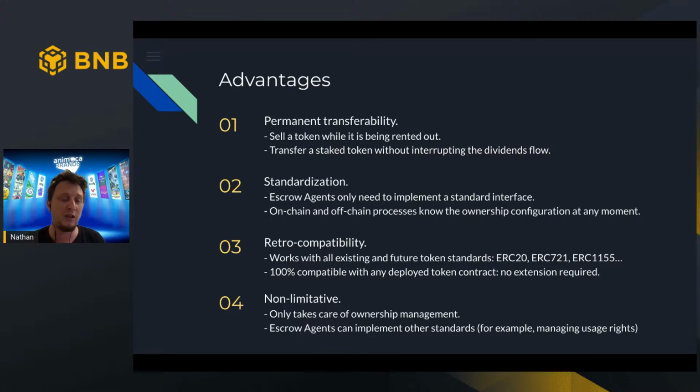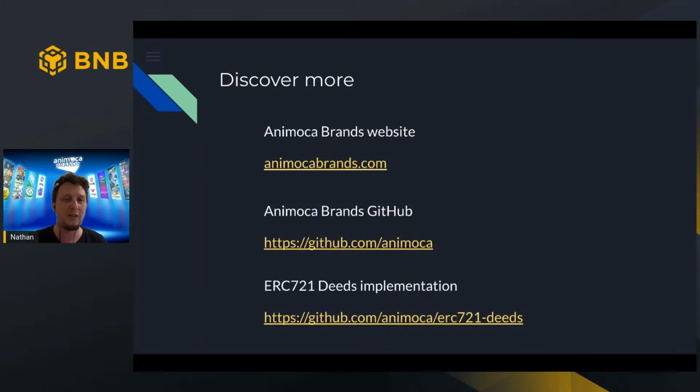So say in the case of a rental or a lending contract, where you want to take care of the usage rights, you can still do it. You could have the escrow agents implement another standard, maybe minting another token which represents the usage right. It is free. I mean, nothing limits these kinds of other use cases through this standard.